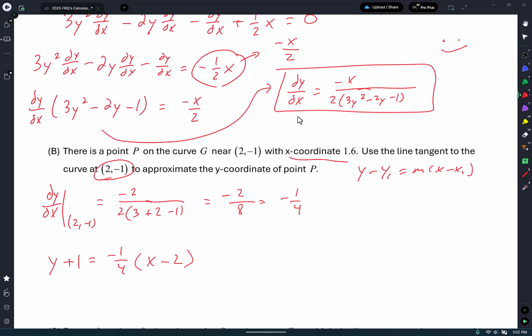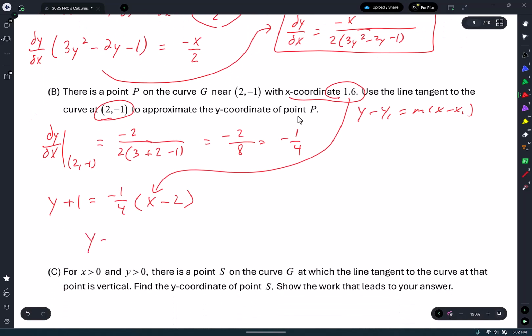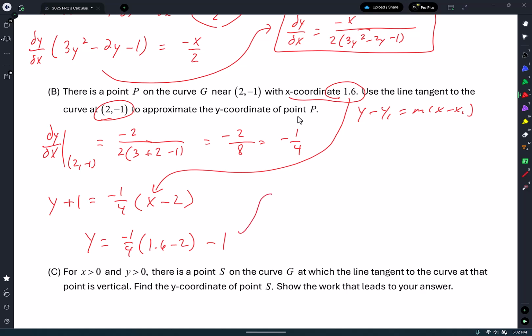They give you the x coordinate. It's 1.6. Plug 1.6 in there, because that's your tangent line. So I'm going to say y equals -1/4 (1.6 - 2) - 1, because when you move that 1 to the other side, it's minus 1. You could leave it like that, but we're brave and we're going to continue. But you could leave it like that if you want.